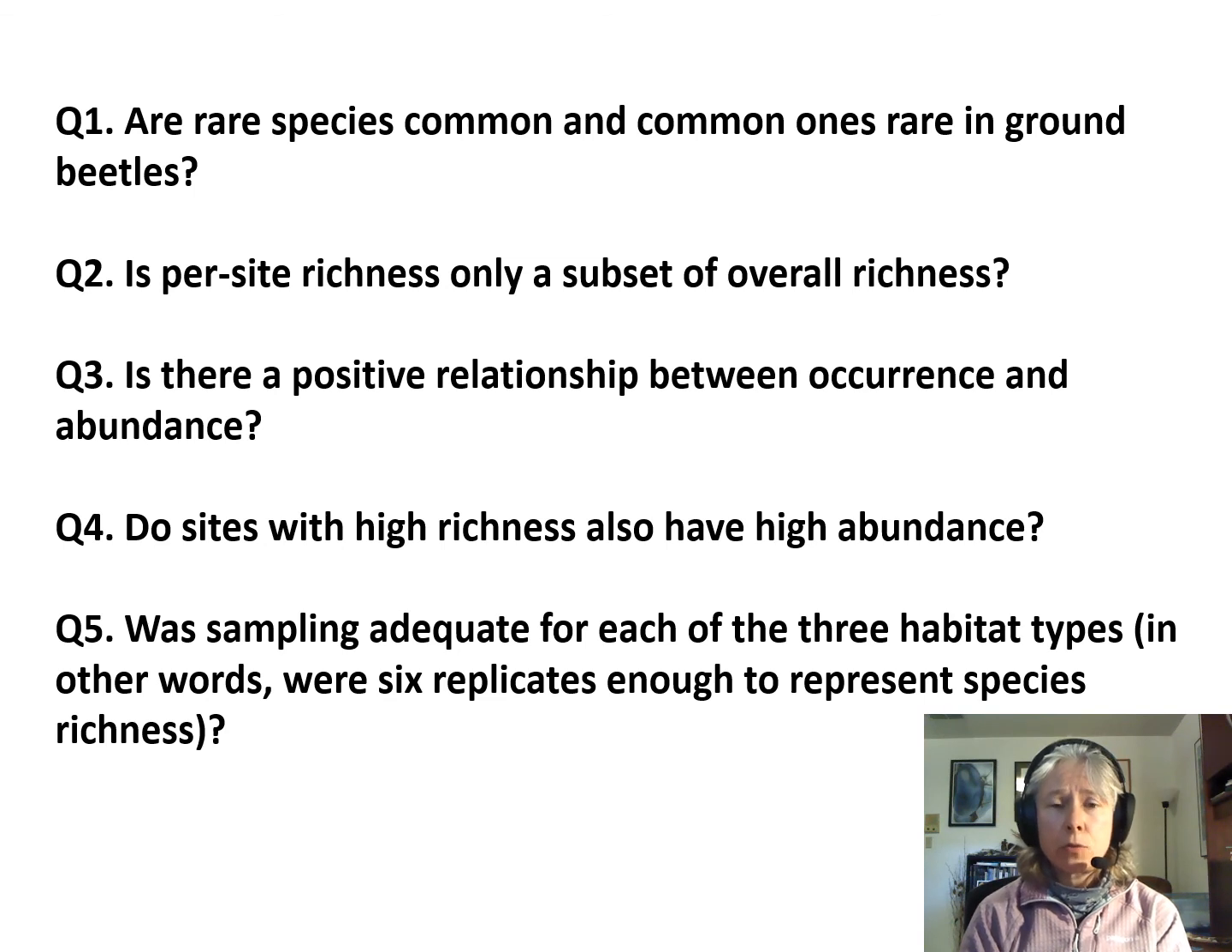Namely, you're going to find out if the ground beetle data exhibit the common patterns that are typically seen in most ecological communities. Are rare species common and common ones rare? Is per site richness only a subset of overall richness? Is there a positive relationship between occurrence and abundance? Do sites with high richness also have high abundance? And then finally, was sampling adequate for each of the 3 habitat types? In other words, there were 6 replicates per habitat type. Were 6 enough?